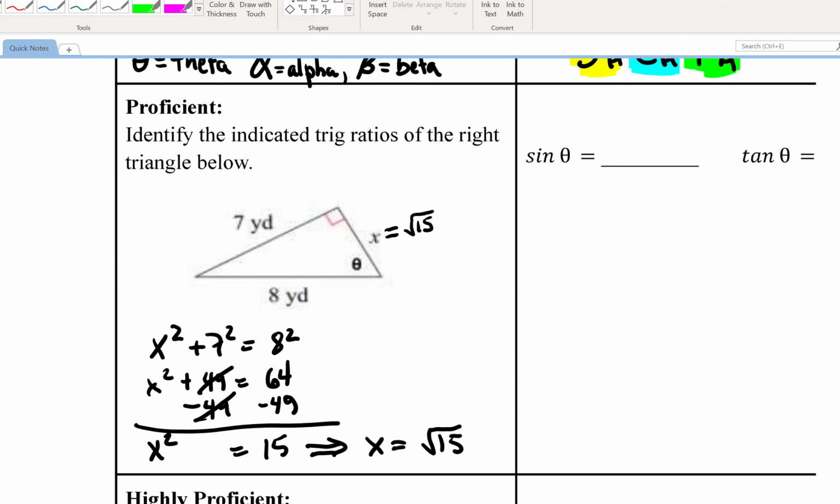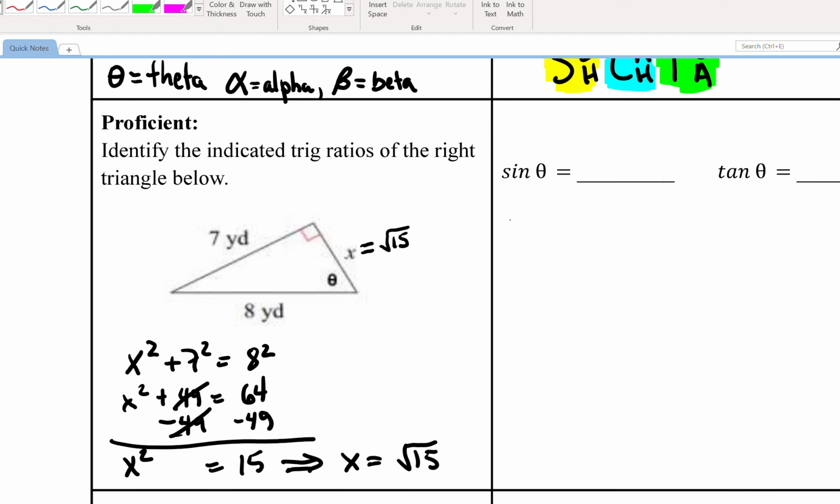And then we can put these ratios together. Again, sine, we've got SOH, that's O over H, but we need to look at where theta is at. So theta, we need to label this. This is the opposite leg, opposite theta. The side opposite the right angle is the hypotenuse. I'm just going to put H there for hypotenuse. And right next to the angle theta is the adjacent leg. And so now I can put sine is O over H, that's 7 over 8.